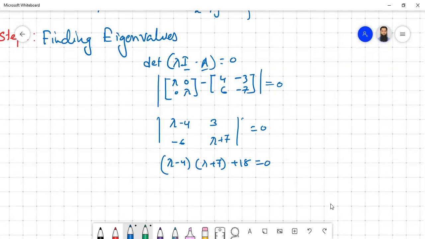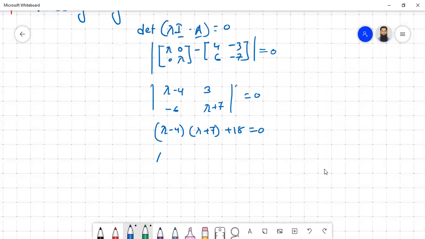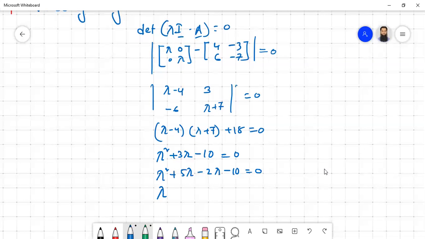Now if we simplify a bit, we get lambda square plus 3 lambda minus 10, because there will be minus 28, so minus 10 should be equal to 0. Now if we try to find the roots of this, lambda square plus 5 lambda minus 2 lambda minus 10 equal to 0. So take common, I'm sorry, I'm doing just very basic things.